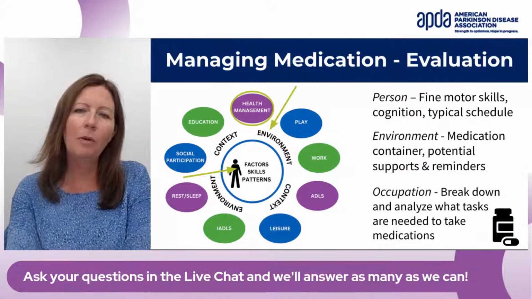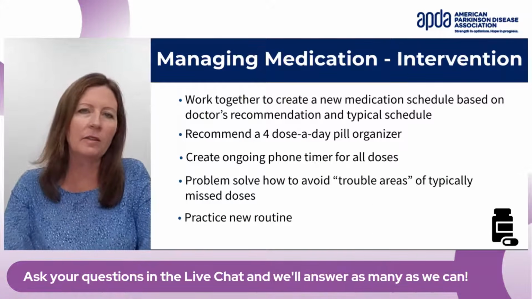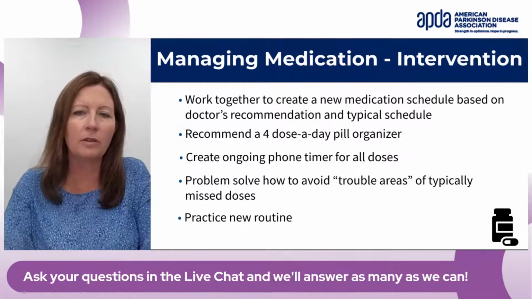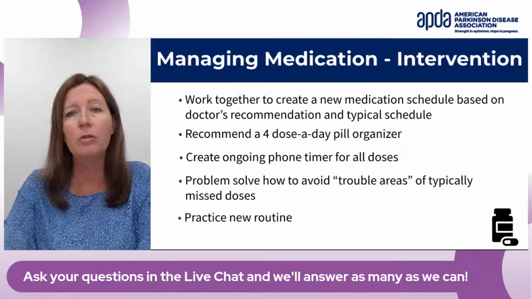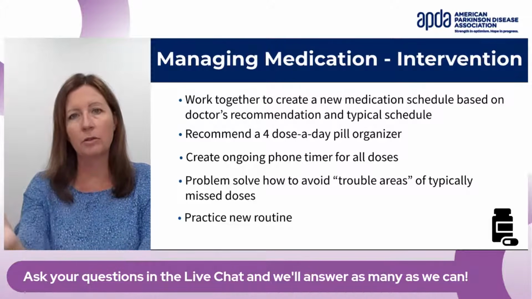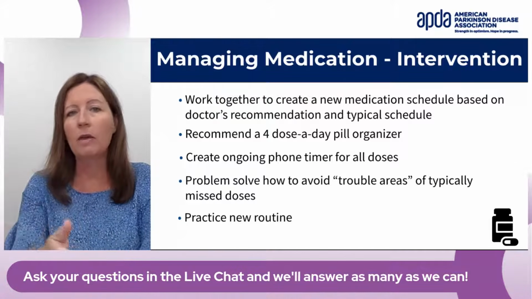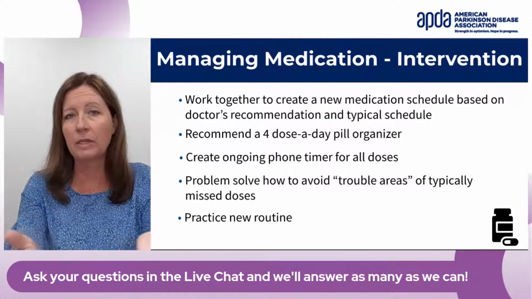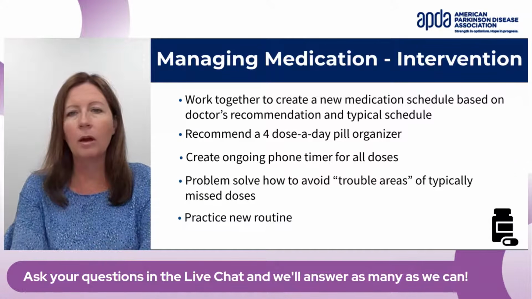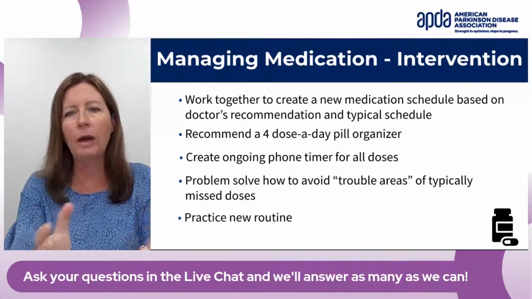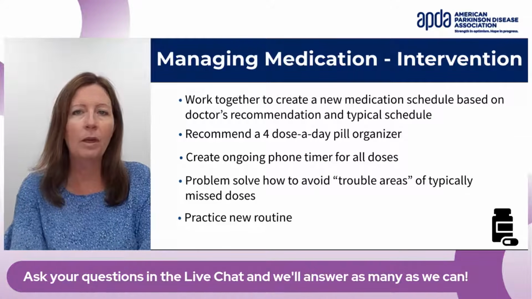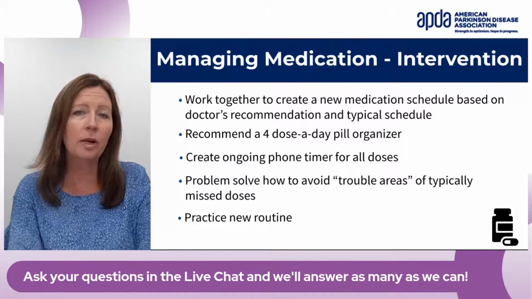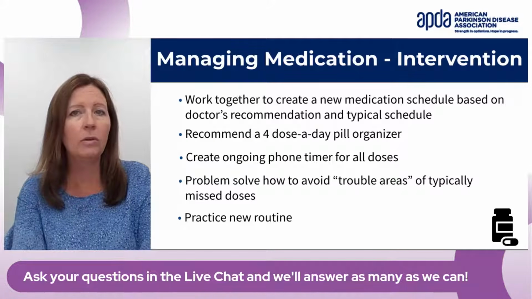So then what would be the intervention in this case that an occupational therapist might suggest? So first, they would work together to create a new medication schedule based on the doctor's recommendations and then the person's typical schedule. Like I said, when they wake up and when they typically eat, and working out a schedule that would be beneficial. The next thing would be to recommend a 4-dose-a-day pill organizer.